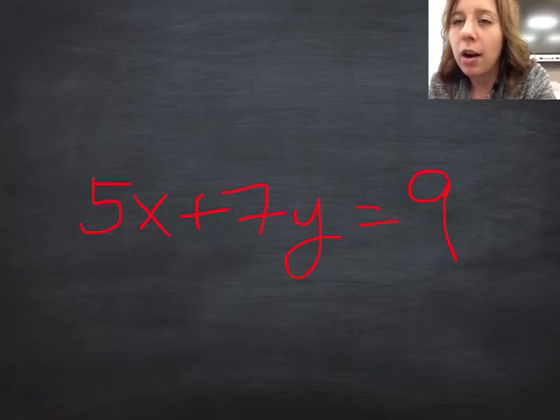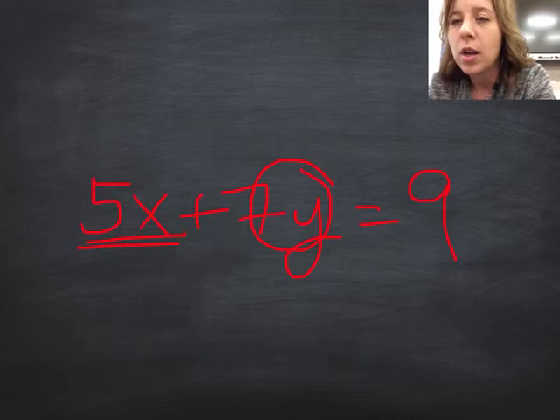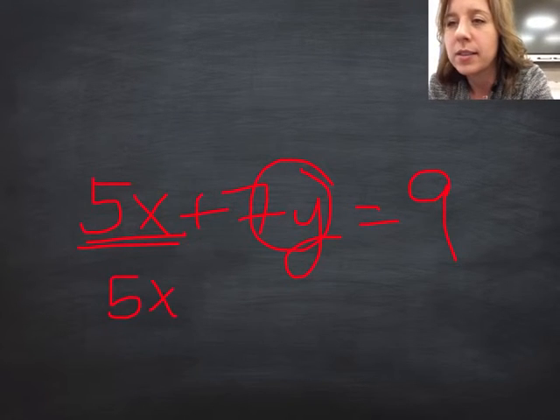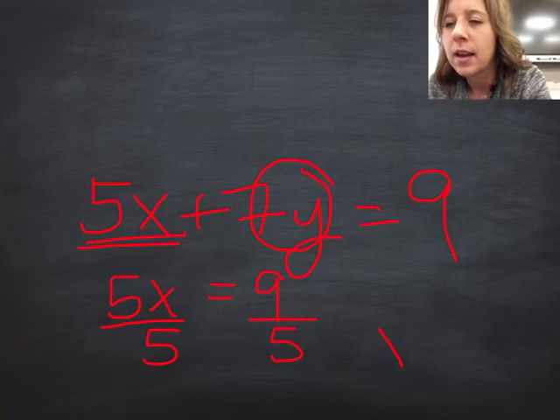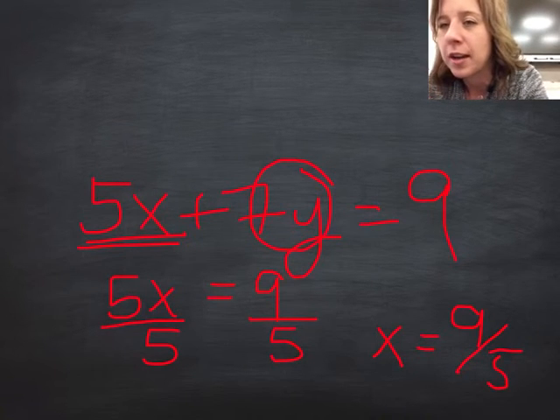Okay, so let's try our randomly selecting x-intercept. If I'm trying to find my x-intercept, I'm going to change my y to 0. So I will have 5x plus 0, so I'm not even going to write it, equals 9. Getting my x by itself, divide by 5 on both sides. X is equal to 9 on 5. Just leave it like that. We don't need to change that up.